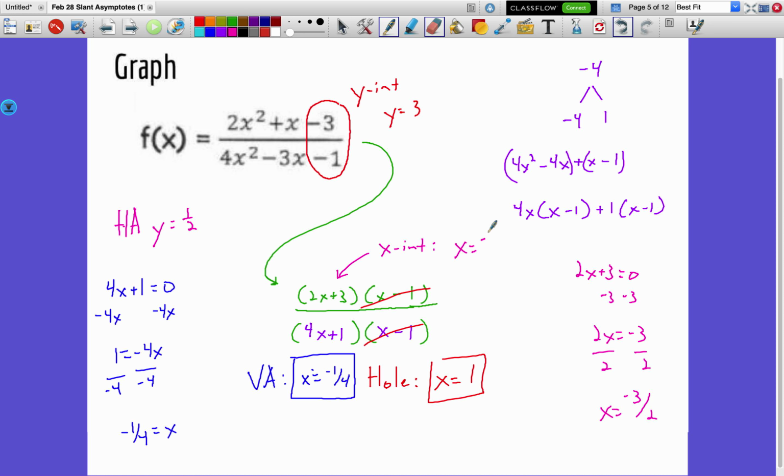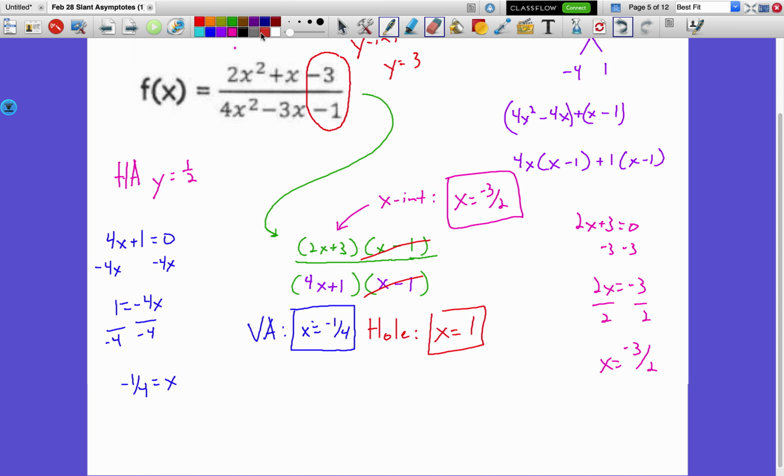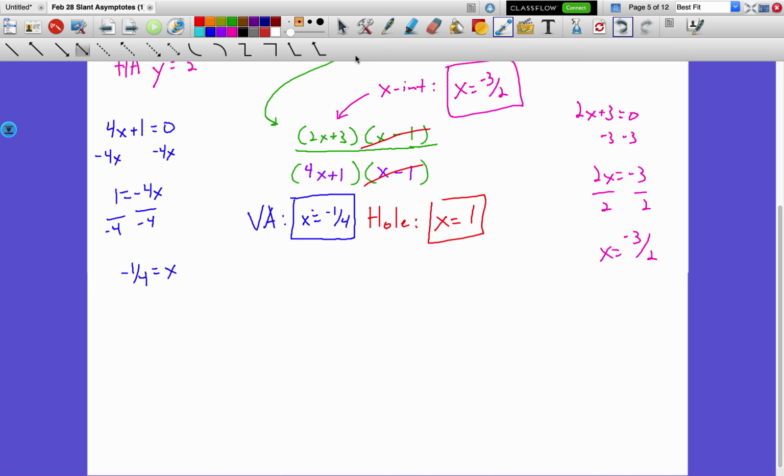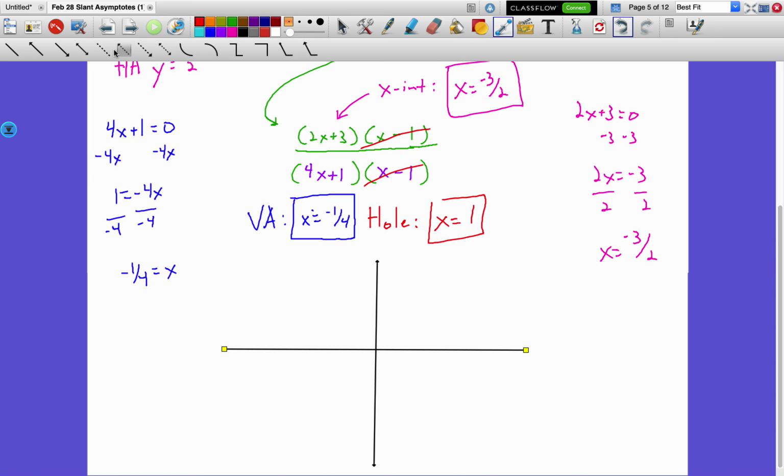So x equals negative 3/2. Okay, so let's see if we can put all of this together into a single graph. We're just going to do a rough sketch of that graph. So let's have xy axes. Let's use dotted lines to represent the asymptotes for this function.